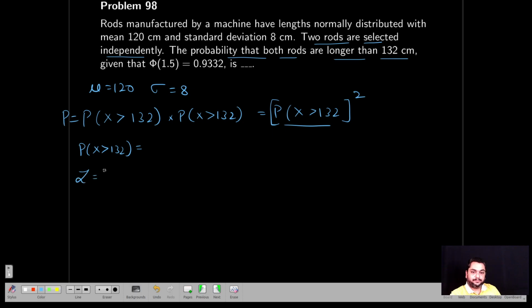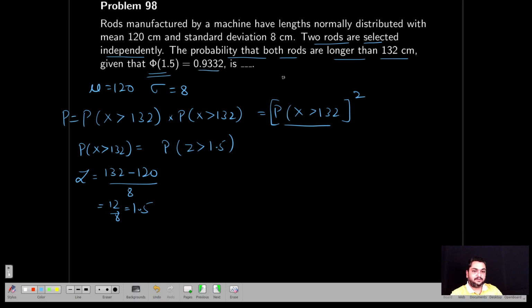Z equals x minus mu by sigma. So this is equal to 12 by 8, that is 3 by 2, which is 1.5. Now this is what you are finding: P of z greater than 1.5. But they have given the CDF of 1.5 as this value.